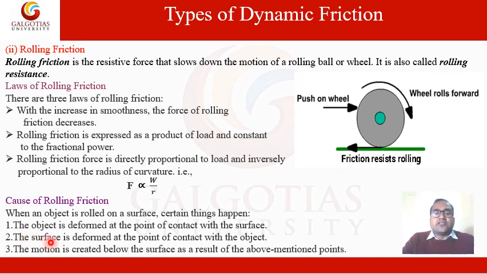The second one is the surface is deformed at the point of the contact with the object. Let us consider this is a very smooth surface and this rolling object is much heavier, so it may happen this surface can deform. The first case, if the rolling object is smooth, the object can deform. The second thing is the surface can deform. And the third and the last, the motion is created below the surface as a result of the above mentioned point. Now these are all the causes of the rolling friction.